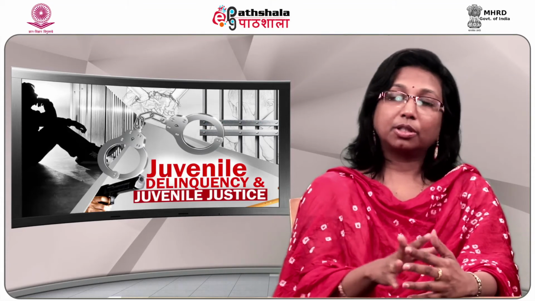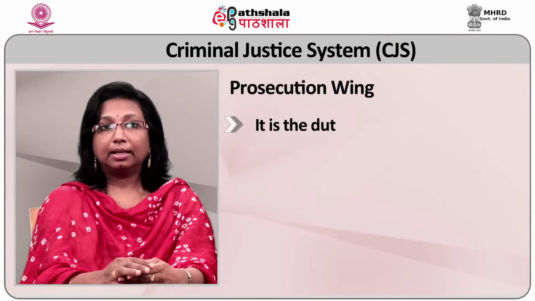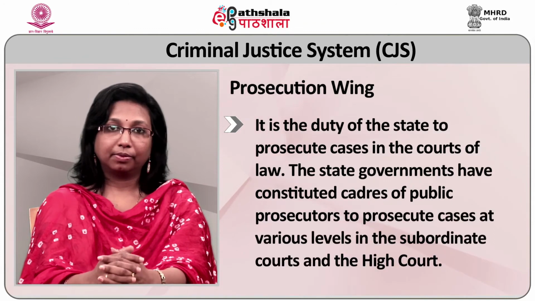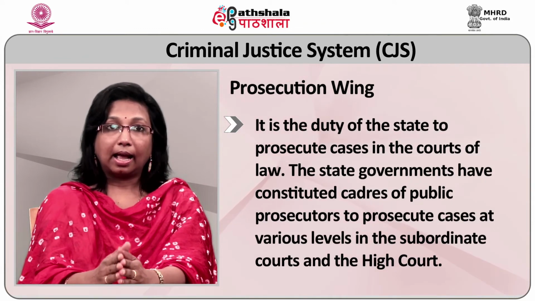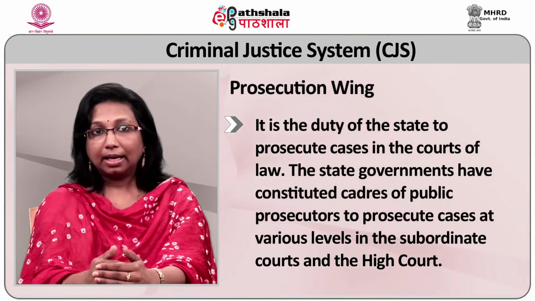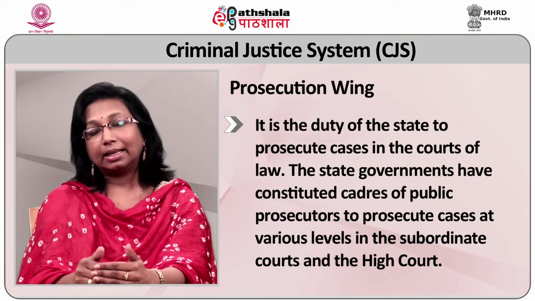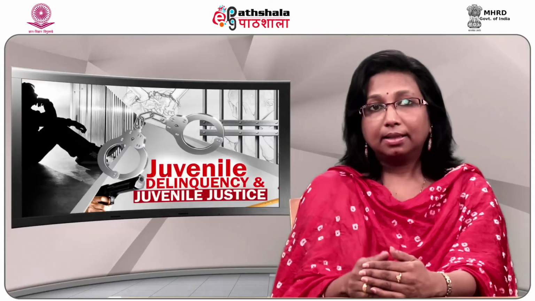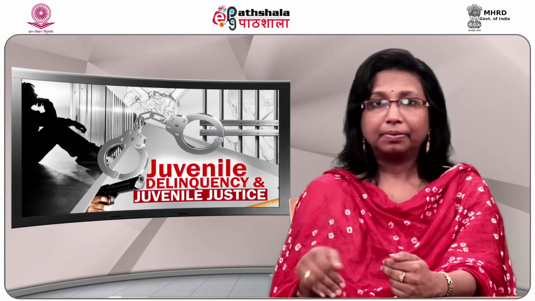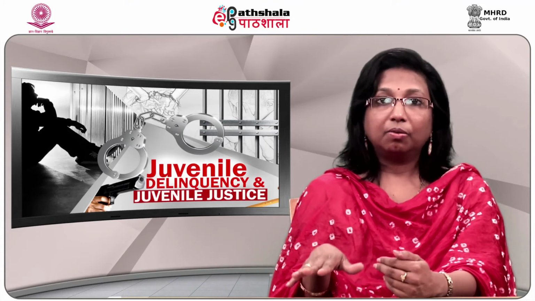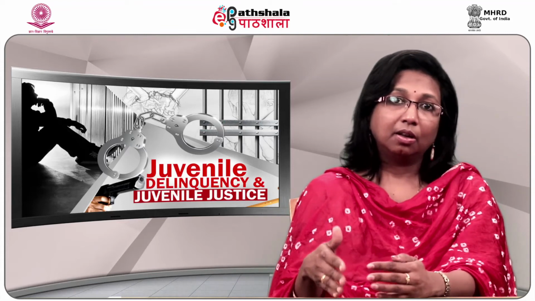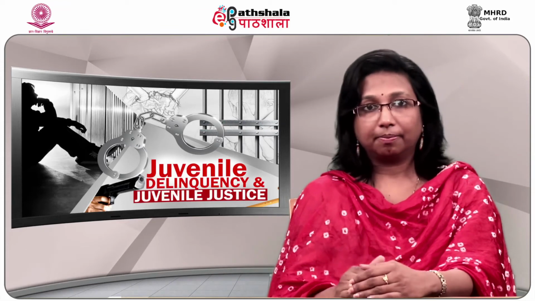The third is the prosecution wing in the whole list. It is the duty of the state to prosecute cases in the court of law. The state governments have constituted cadres of public prosecutors to prosecute cases at various levels in subordinate courts and the High Court. This system functions differently in different states. In the juvenile justice system, as there is not much clarity on the working here, there are many juvenile justice boards which function with or without a prosecutor.